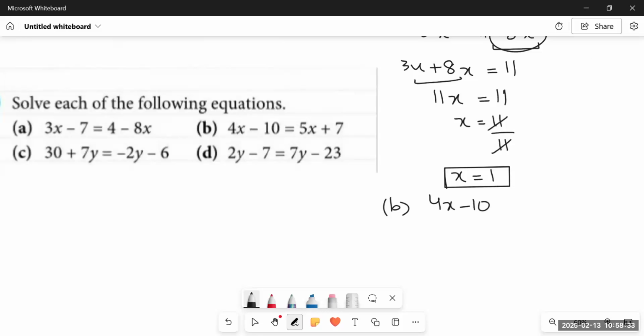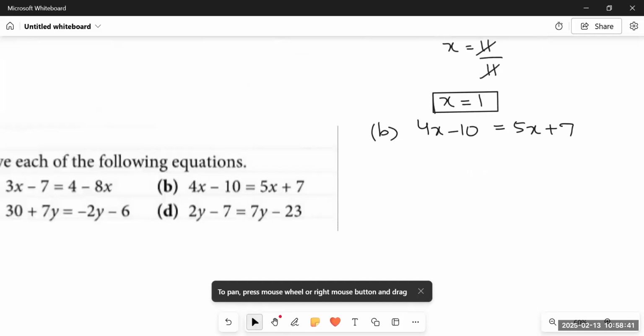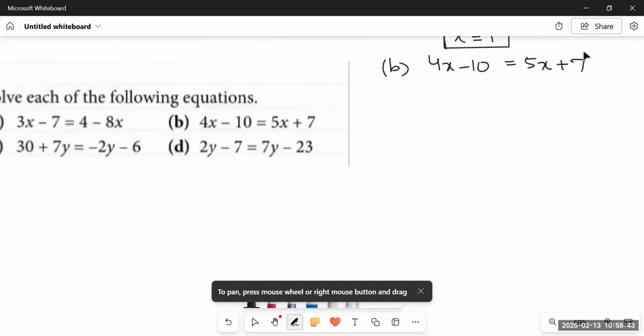4x minus 10 is equals to 5x plus 7. Let us just focus on following the steps. So it says 4x. 4x is on its place. We'll shift minus 10 first. So apart from minus 10, everything would remain same, 5x plus 7. From minus 10, it would be plus 10. Then we will solve them. So it would be 4x is equals to 5x plus 17.